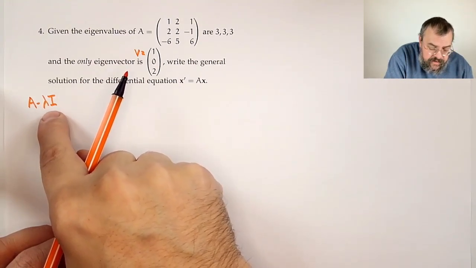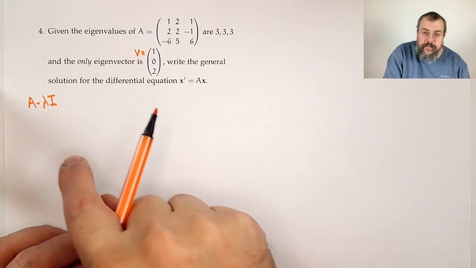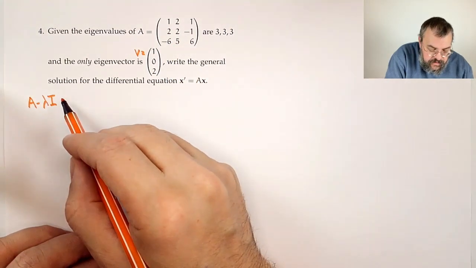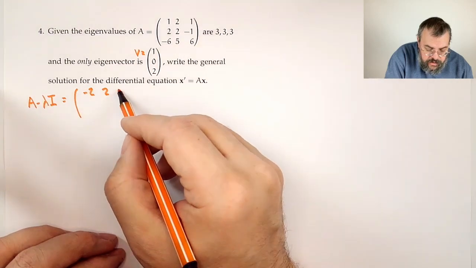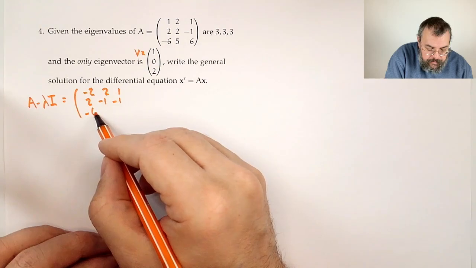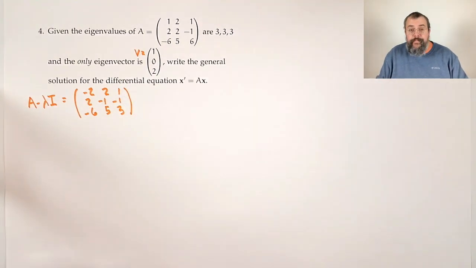Now when we talk about minus lambda I, what we really mean is we're just going to subtract the value of lambda off the diagonal. And so we're going to subtract 3 off our diagonal entries. So we're going to get minus 2, 2, 1, 2, minus 1, minus 1, minus 6, 5, 3. Okay.